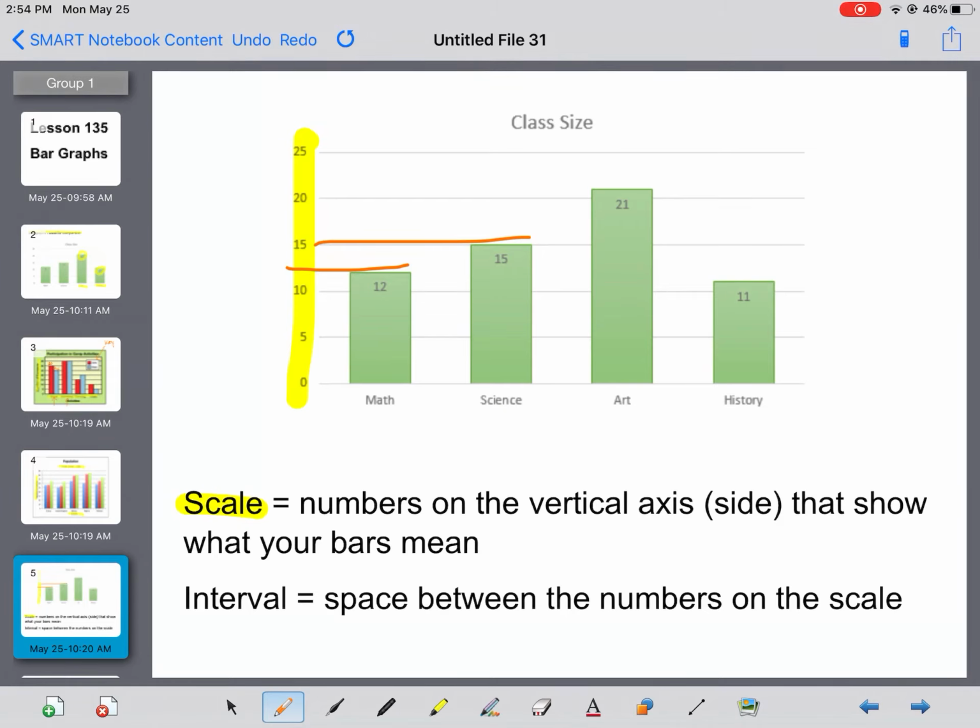The next thing that we need to know is the word interval. An interval is really just the space, or you can think about it like a jump, between the numbers on the scale. So this particular scale goes up by 5s at a time, right? 0 to 5, 5 to 10, 10 to 15. Jumping up by 5s, just the difference between the numbers on the scale. And it's really important that you increase by the same interval every time in order for your graph to be accurate. So you wouldn't go from 0 to 5 and then suddenly jump to 6 and then suddenly jump to 24 on your next line. You want to make sure that you're going up by even intervals.